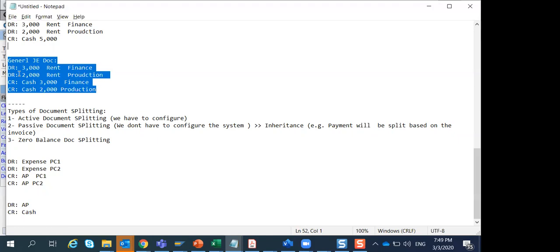So the document splitting is going to split the account payable line item into two different values, and these values are usually based on the proportion in the P&L line items. For example, if the first line item is $100 and the second is $200, then the account payable is going to be split 100 and 200. The first one is assigned to Profit Center 1, the second to Profit Center 2. Does that make sense for you guys? Yes, now I understand.